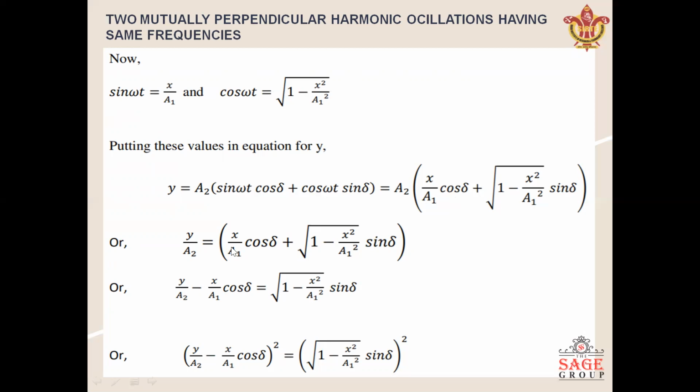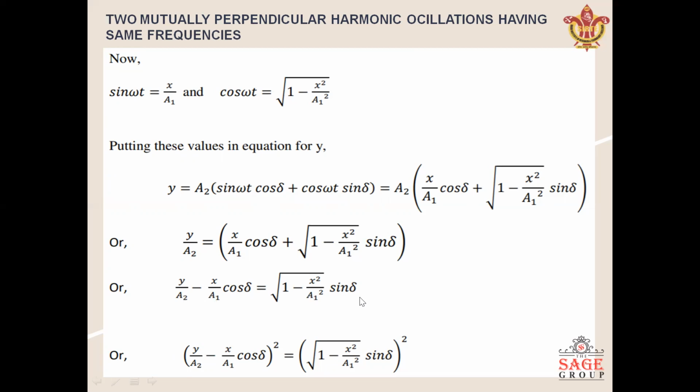Or this can also be represented like this. This A2 can come to this side upon y. So y upon A2 is equal to x upon A1 cos delta plus under root of 1 minus x square upon A1 square sine delta. Or by rearranging this equation, we can take y upon A2 minus x upon A1 cos delta on one side, and on the right hand side, under root 1 minus x square upon A1 square into sine delta.